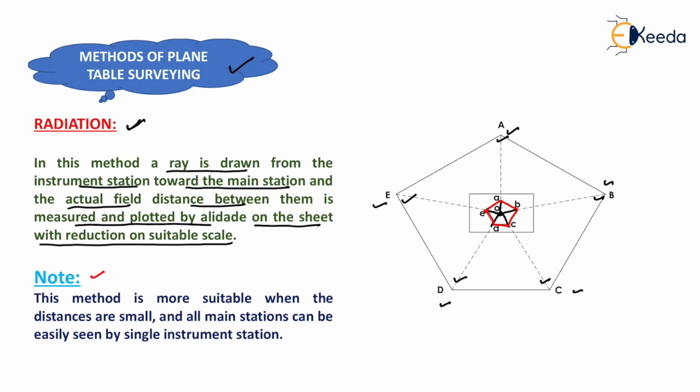Now one note is there that this method is suitable when the distances are small and all the main stations can be easily seen by a single instrument station. This is very important, that all the main stations can be easily seen by a single instrument station and the distances are small. Then we will use the radiation method.